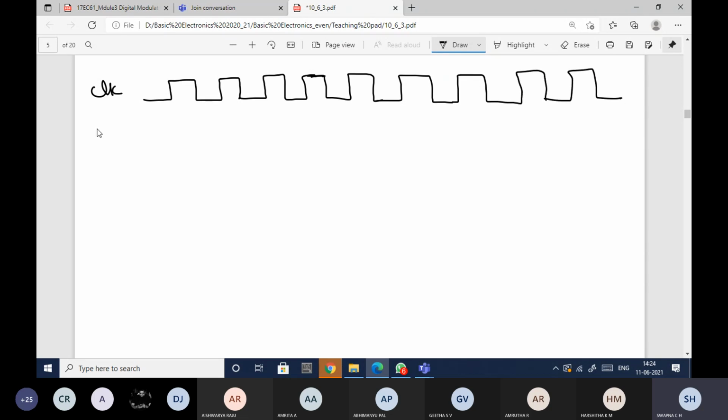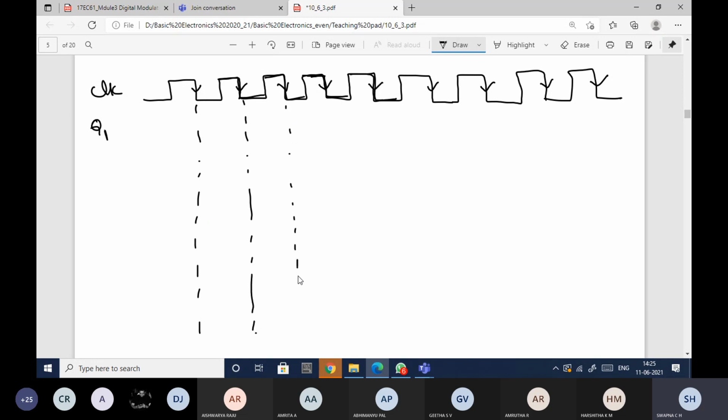Now the Q1 output. You know that whenever the clock is changing from 1 to 0, only then the output will change. See, only at this location the clock is changing from 1 to 0. That's why I'm putting these arrows, to indicate where the change is happening. Hope all of you have understood. Just go through it once again. You analyze it on your own; if you analyze on your own, then only you'll understand.